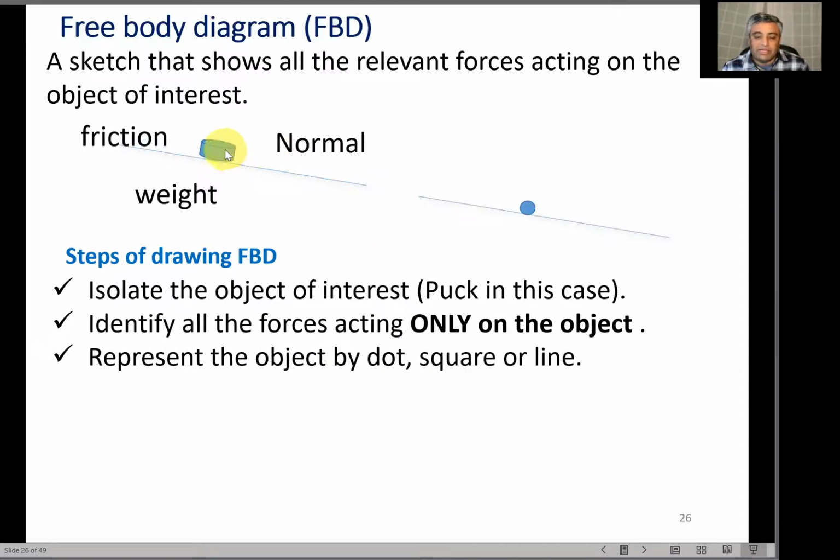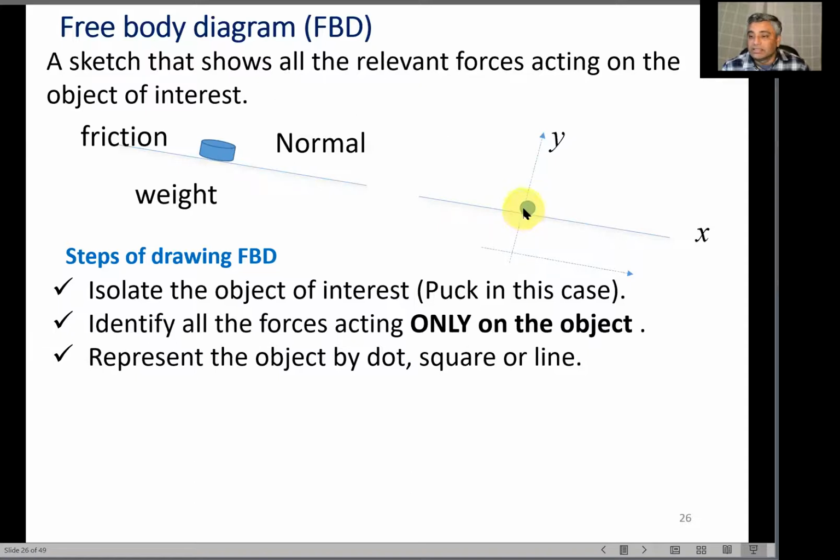And once you have that, you can replace the object by a dot and then draw the forces with correct direction, represented by arrows. So I am replacing the object by a dot. And when I draw forces, this is important: we draw all arrows starting from the object, not ending on the object. And it is always a good idea to choose axes, so that we can find components of the force if needed.